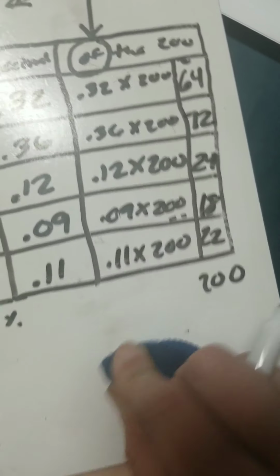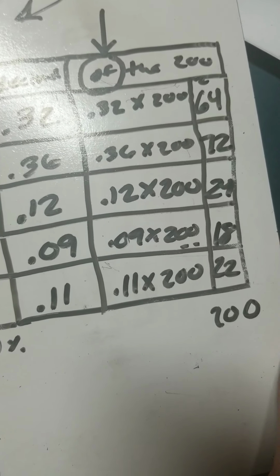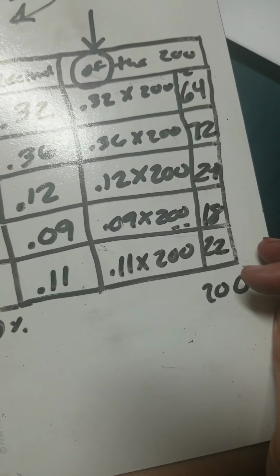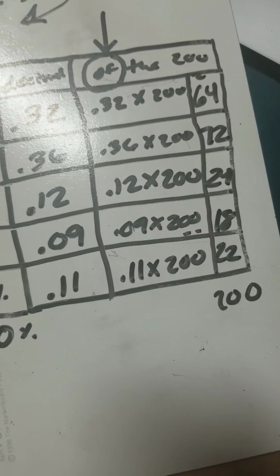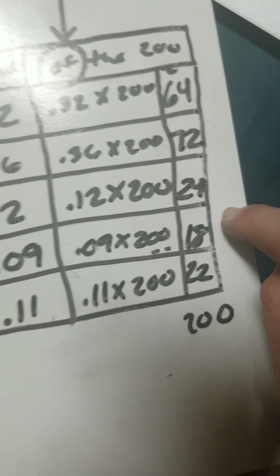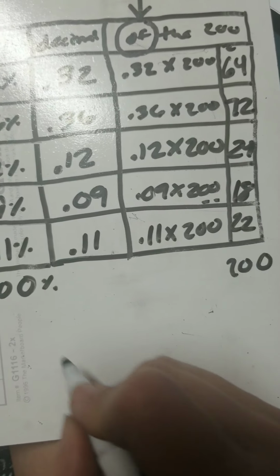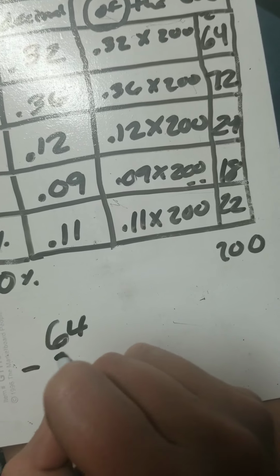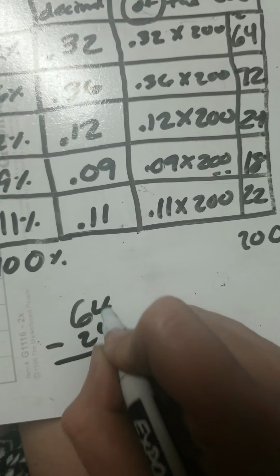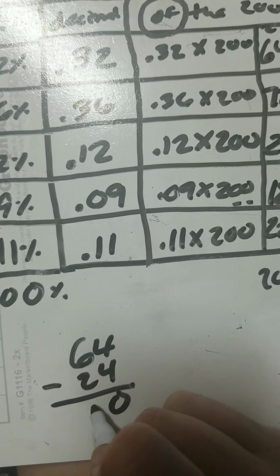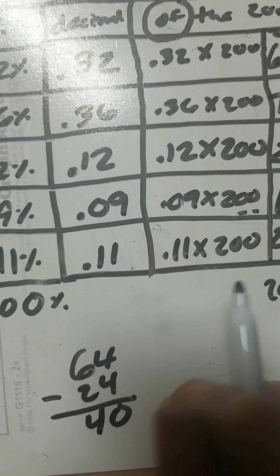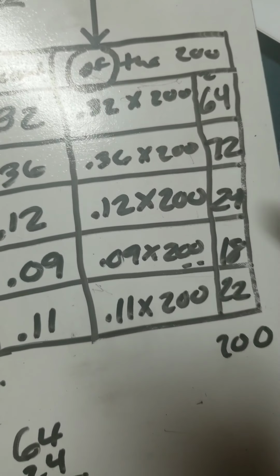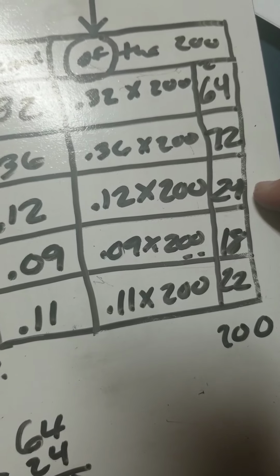Okay, so the next question says, how many more tomato plants are in the garden than green beans? So my tomato plants and my green beans. In other words, how many more mean to subtract? So I'm subtracting my tomato plants and I'm subtracting my green beans. 4 minus 4 is 0. 6 minus 2 is 4. So there are 40 more tomato plants than there are green bean plants.